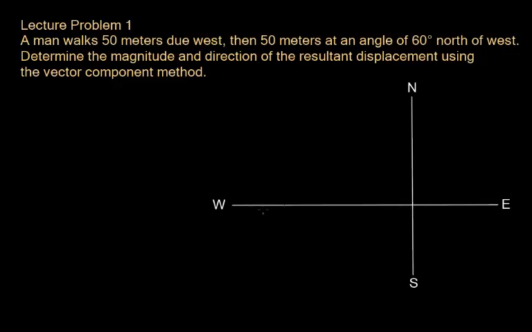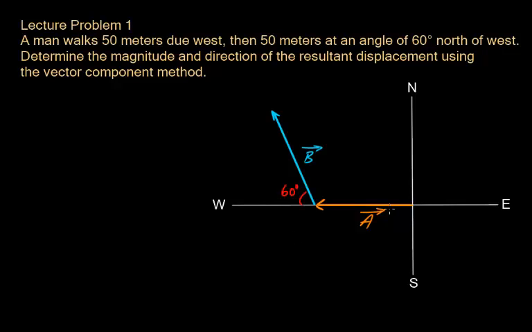The man is going to walk toward the west direction 50 meters. Let's represent this displacement with the vector A. After completing the first 50 meters, the man walks another 50 meters, but this time at an angle of 60 degrees north of west. Let's represent this displacement with the vector B.